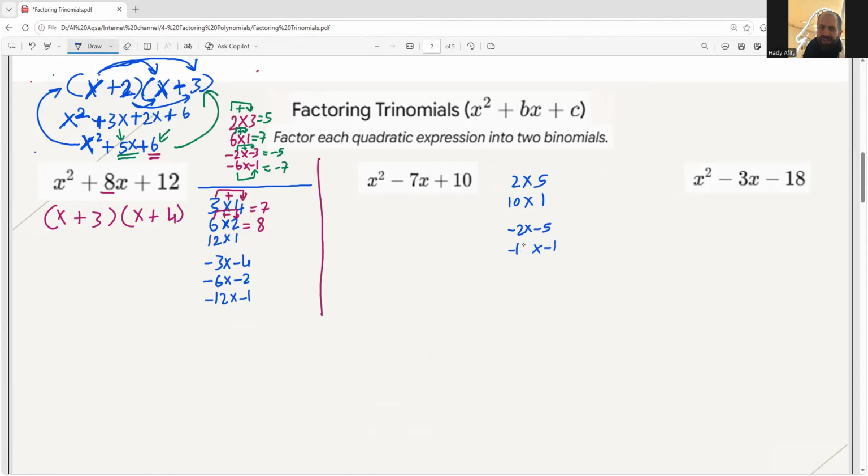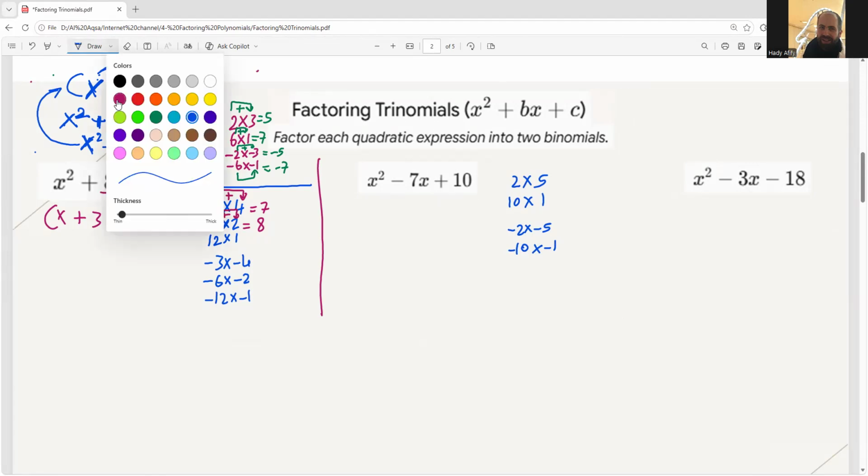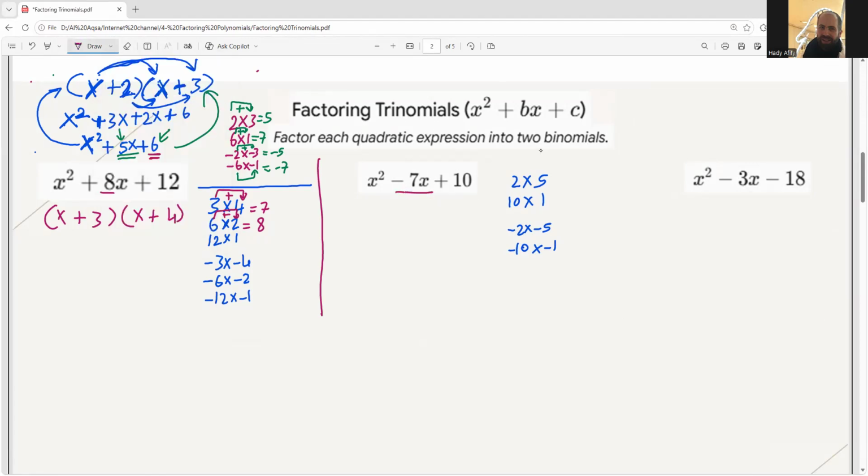Sorry, my cat was moving on the keyboard or the touching pad or whatever you can call it. Anyways, so 2 times 5 and 10 times 1, negative 2 times negative 5, negative 10 times negative 1. Which one of them will get me negative 7? I have to add each combination. So 2 plus 5 will be 7. Well, this will not work. I need negative 7. 10 plus 1 will be 11. Also, this one will not work. Negative 2 plus negative 5, it will be negative 7. This is what I want.